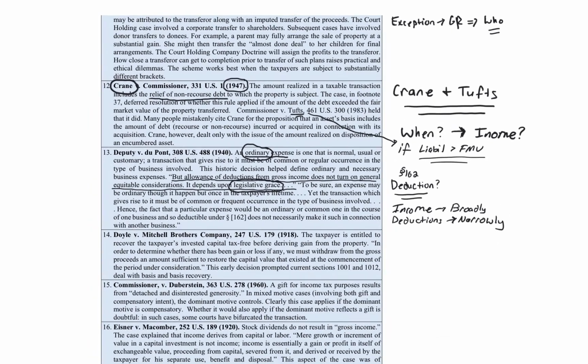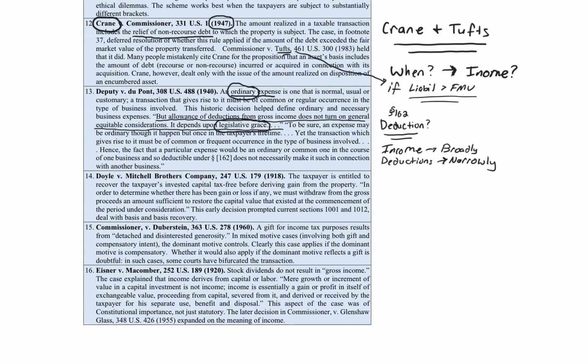Okay. So next is Doyle versus Mitchell Brothers, a very old case. The taxpayer is entitled to recover the taxpayer's invested capital tax-free before deriving gain from the property. So basically, this is a when question.